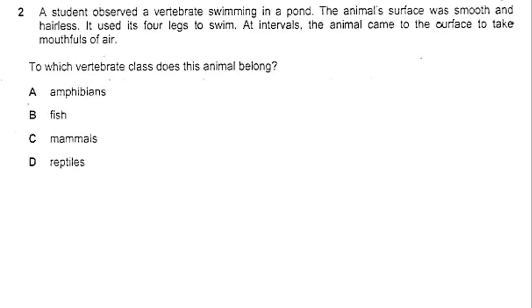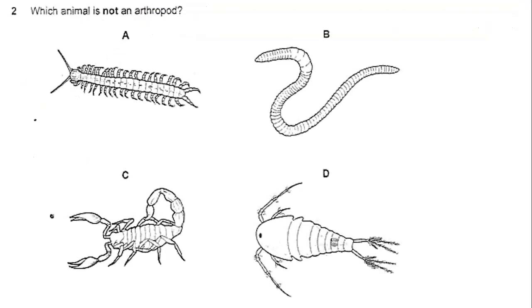A student observed a vertebrate swimming in a pond. The animal's surface was smooth and hairless. It used 4 legs for swimming. At intervals, the animal came to the surface to take mouthfuls of air. Which vertebrate class does this animal belong to? Please, I want you to underline in pencil the keywords. Of course, it's an amphibian, but why? It's a vertebrate, smooth skin, hairless, and it's swimming with 4 legs, and it needs air from the outside, which means that it has lungs.